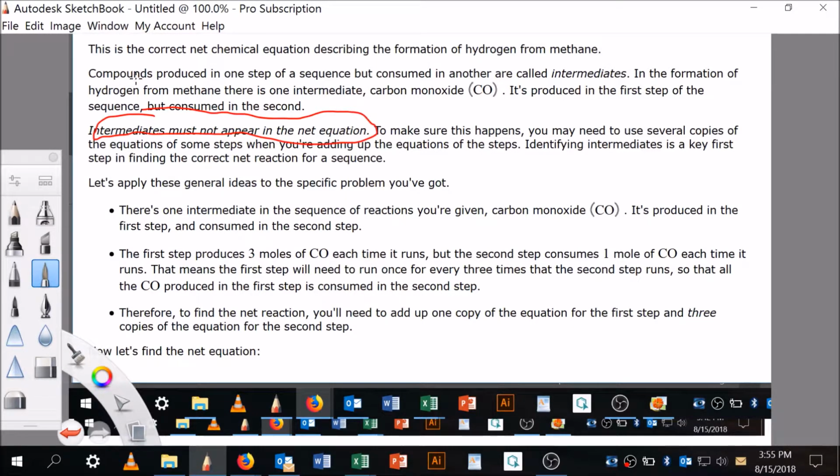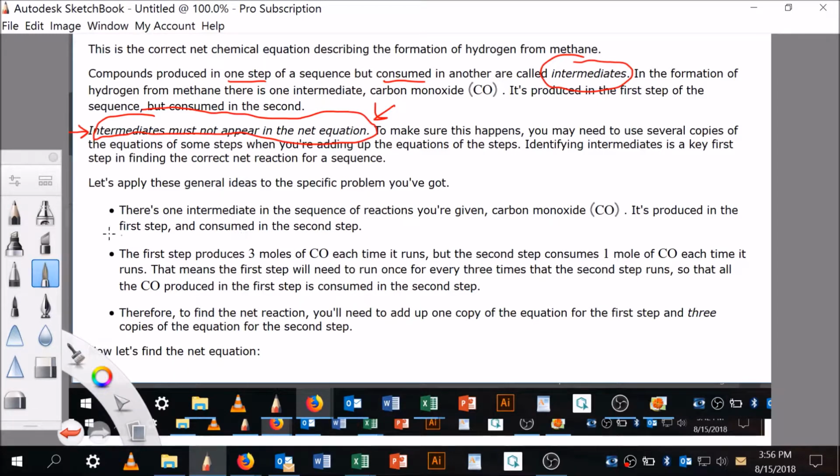So the compounds produced in one step of a sequence but consumed in another step are called intermediates. In the formation of hydrogen from propane, there's one intermediate: carbon monoxide is produced in the first step but consumed in the second. Intermediates must not appear in the net equation, right? And we did have them there in the net equation, but they must not appear there.